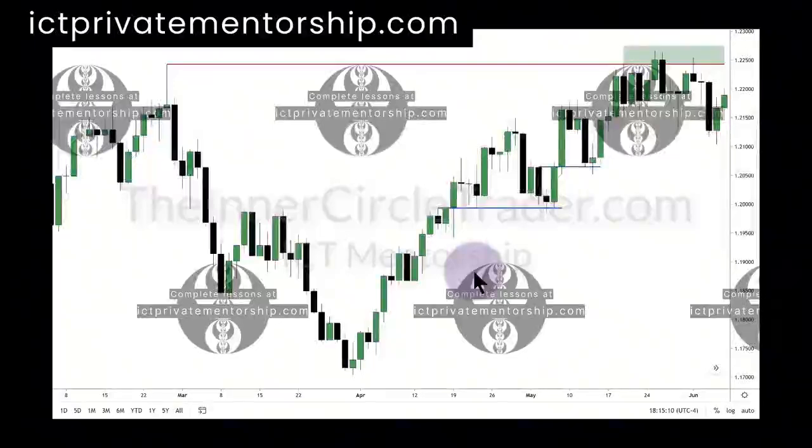But it's in pieces, not because I'm trying to hide it, but because it requires components that are taught in one lesson. And once you understand that, you're going to refer back to that same lesson. What lesson am I talking about? Grading price swings, market maker buy model, sell model, draws on liquidity, institutional order flow, the PD array matrix. All these things blend together to give you the understanding that you're looking for.